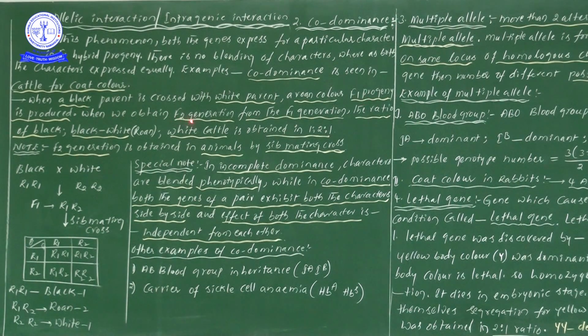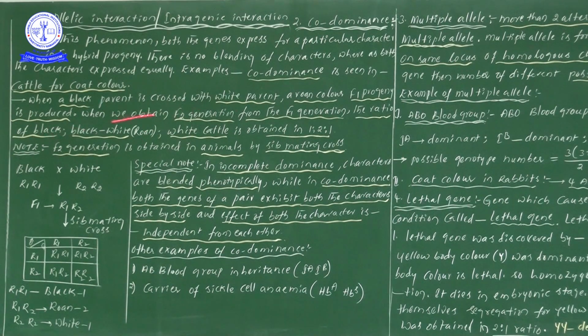Let us move forward. When we obtain the F2 generation from the F1 generation, we look at the ratio of black, white, and roan. Roan is in brackets for easy understanding: black and white combined we will call roan color.